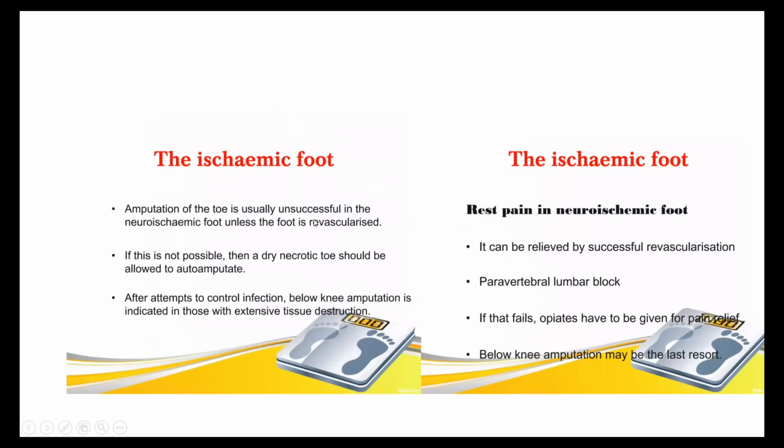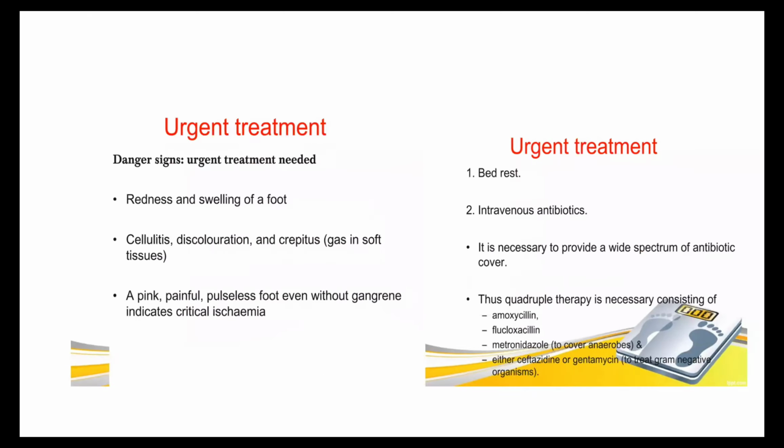Amputation of the toe is usually unsuccessful until it is revascularized. If this is not possible, then the necrotic toe should be allowed to auto-amputate. After attempts to control infection, below-knee amputation is indicated in those with extensive tissue destruction. Rest pain in ischemic foot can be relieved by successful revascularization and paravertebral lumbar block. If that fails, opiates have to be given for pain relief, and below-knee amputation is the last resort.